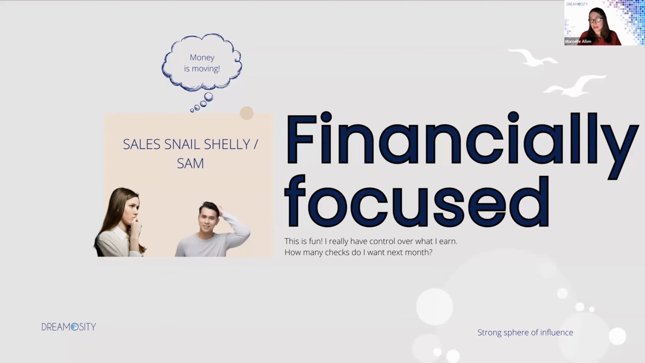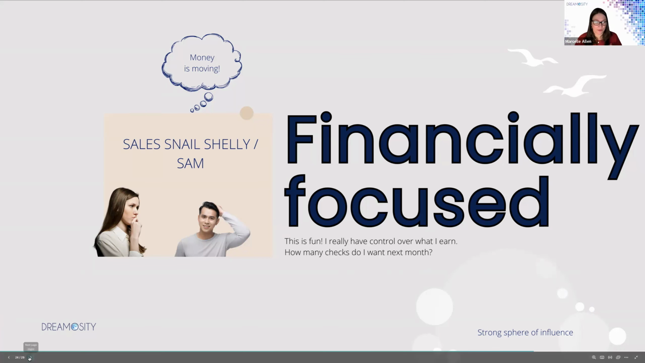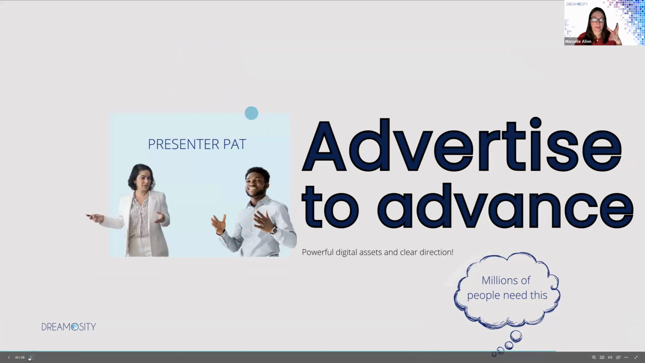And so there are different marketing tactics for a different sphere. I'm always trying to encourage my clients that what worked in one room may not work over here in this space, and to create content that's going to help that audience. And then presenter Pat, I'm encouraging them to advertise to advance. You cannot keep talking to the same 100 people every month if you expect to advance as a public speaker.